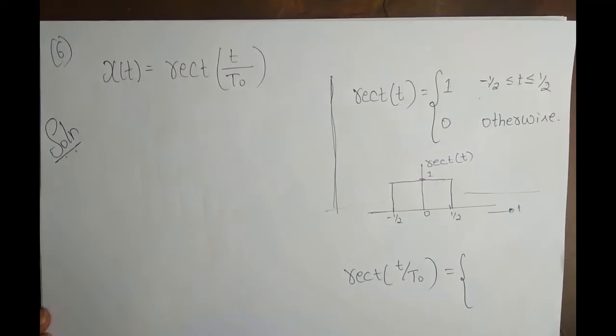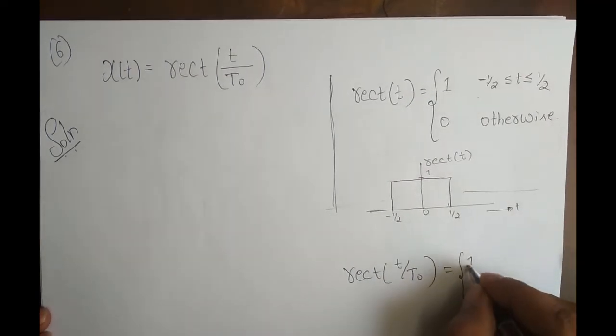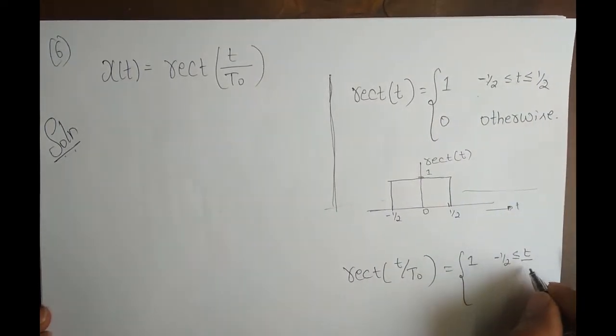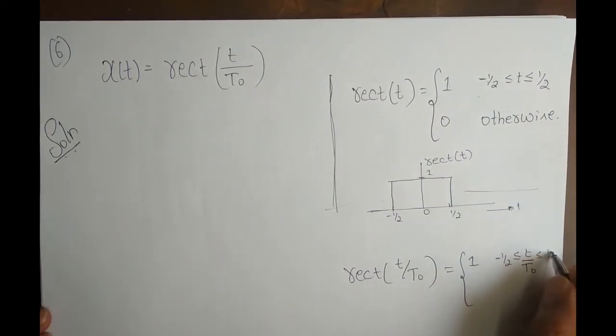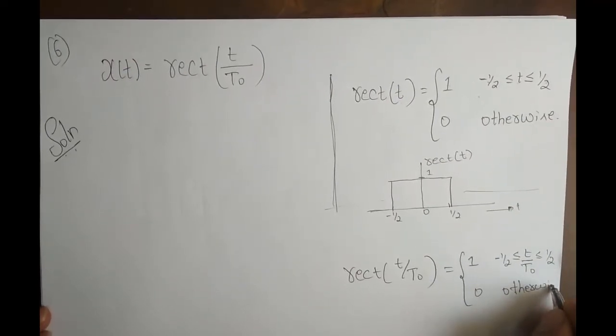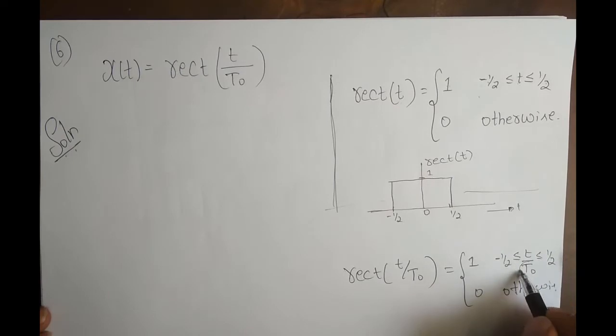Wherever t is there, you replace it by t by t naught. So it is equal to 1 for minus 1 by 2 less than or equal to t by t naught less than or equal to 1 by 2, and equal to 0 otherwise. Right? Now I'll take this t naught to the other side, both in the left hand side as well as right hand side.